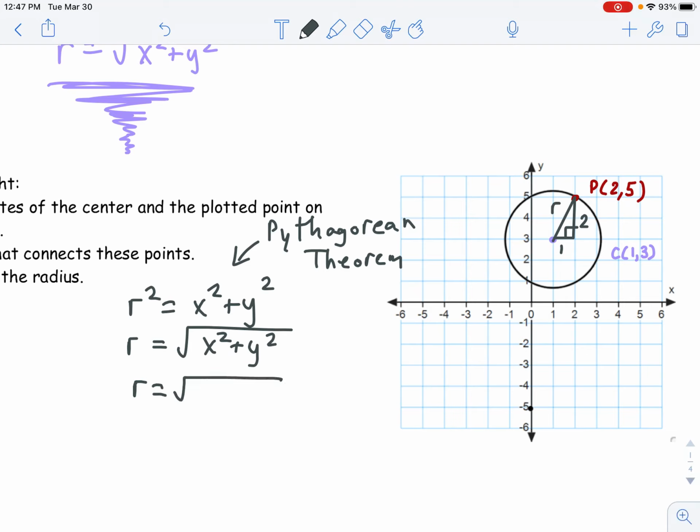And then I could even say, well, X was 1, Y was 3. Excuse me, 2. Because I'm using these numbers right here. And then computing that, I get R equals the square root of 1 plus 4, which is the square root of 5, which is approximately 2.2.